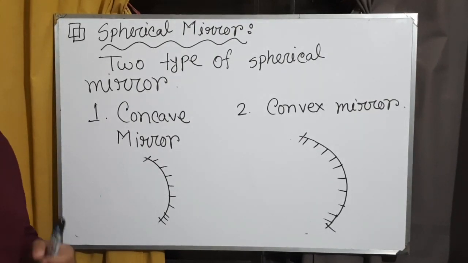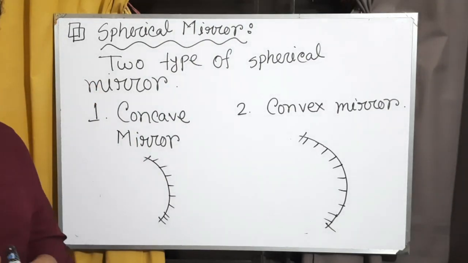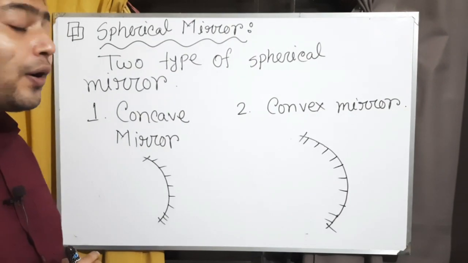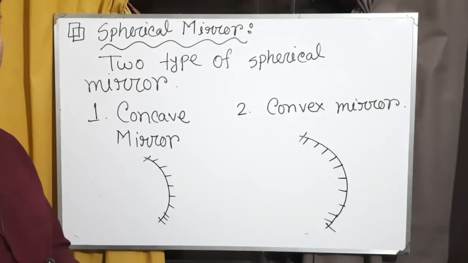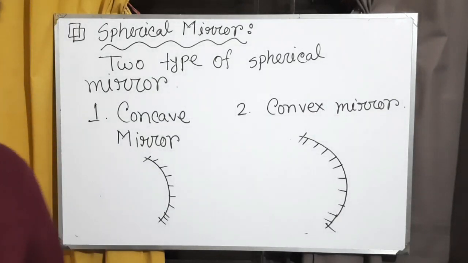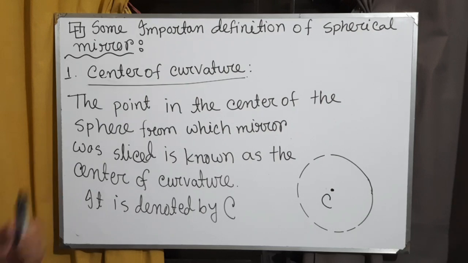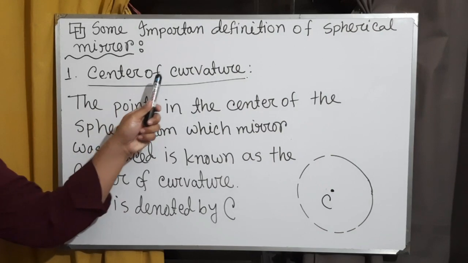Here we have already discussed the spherical mirror. In our next topic we will discuss some important definitions of the spherical mirror. So let's see some important definitions. The number one definition is the center of curvature.